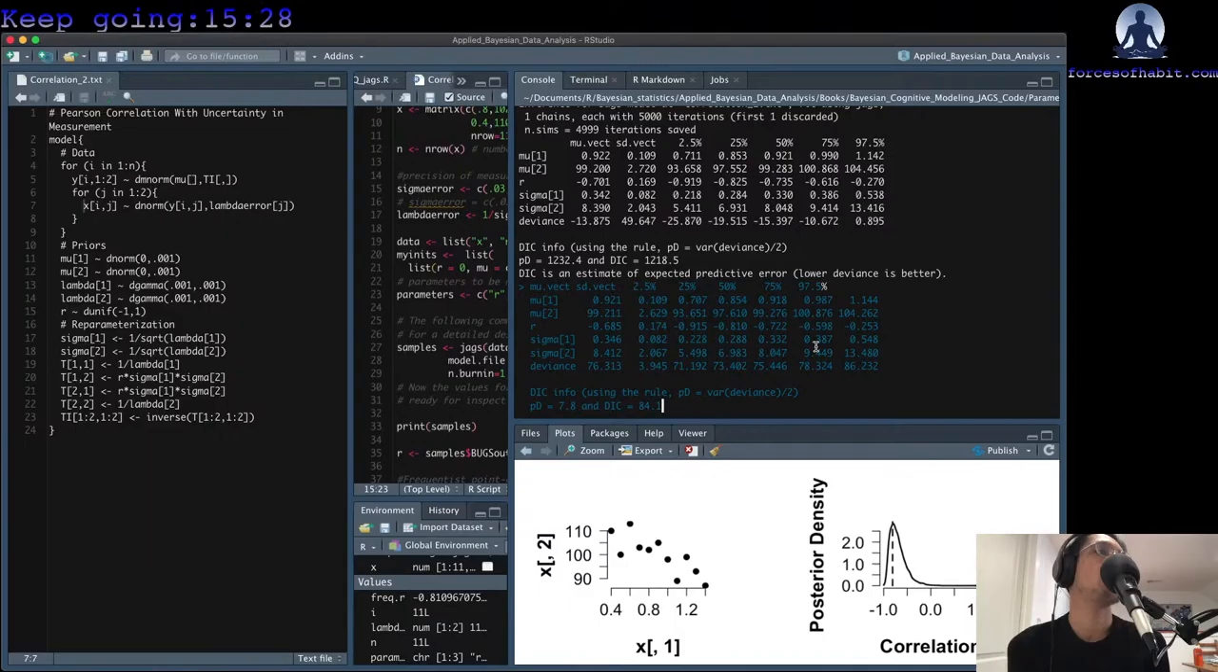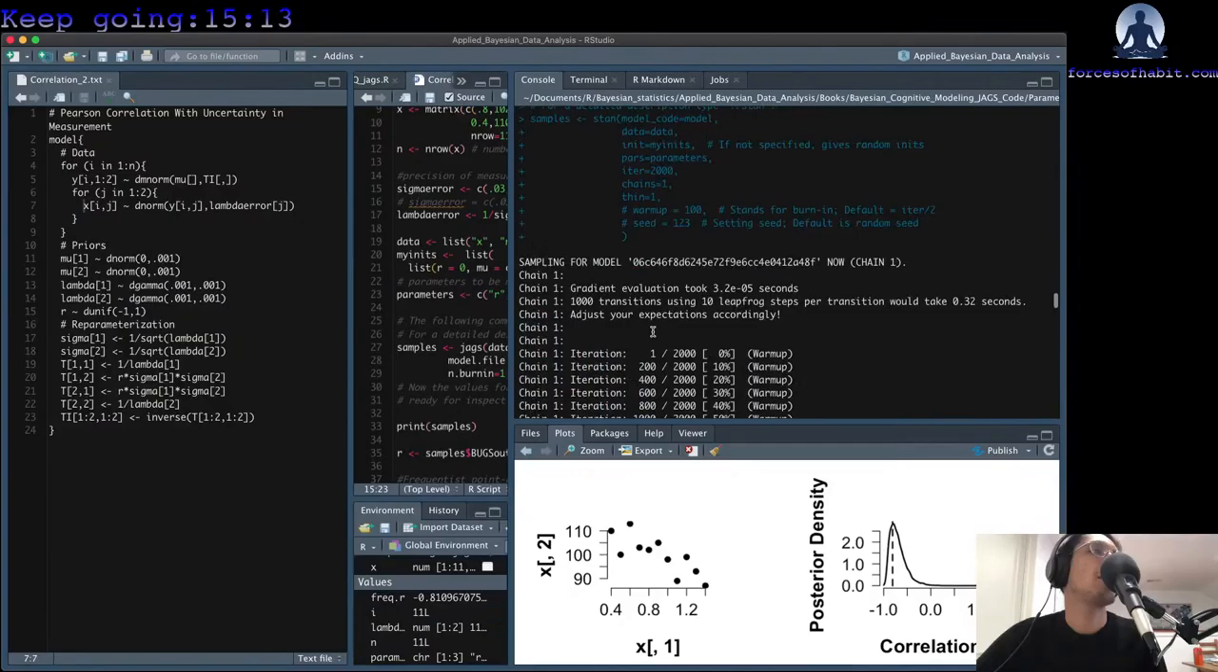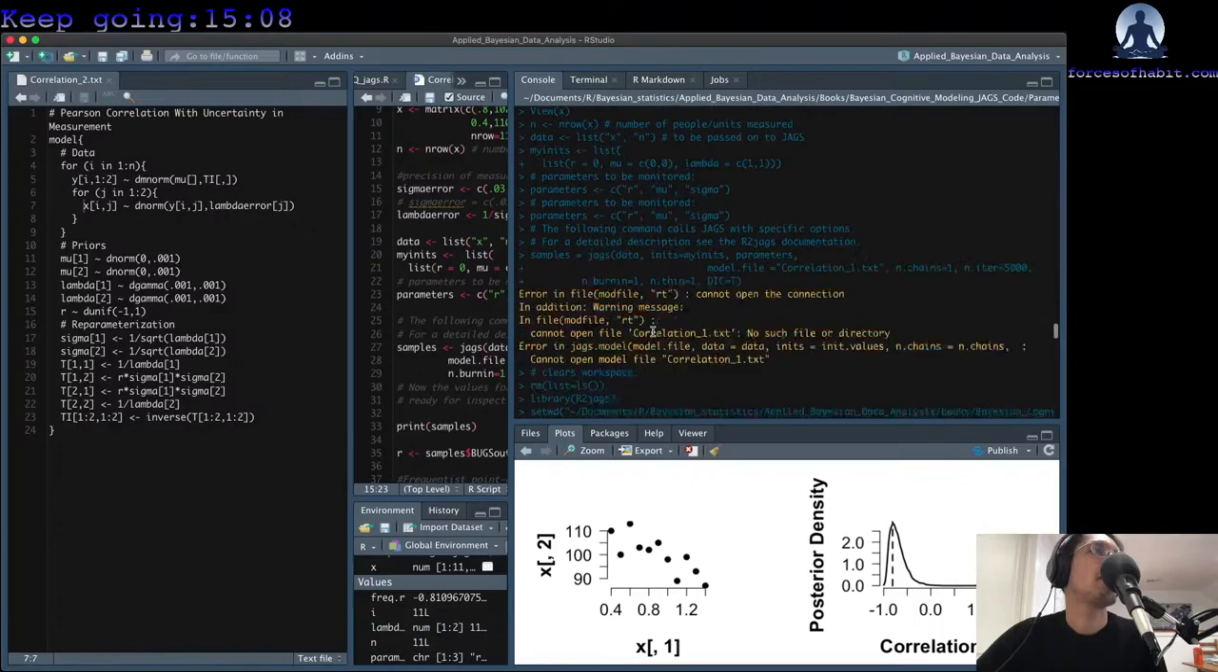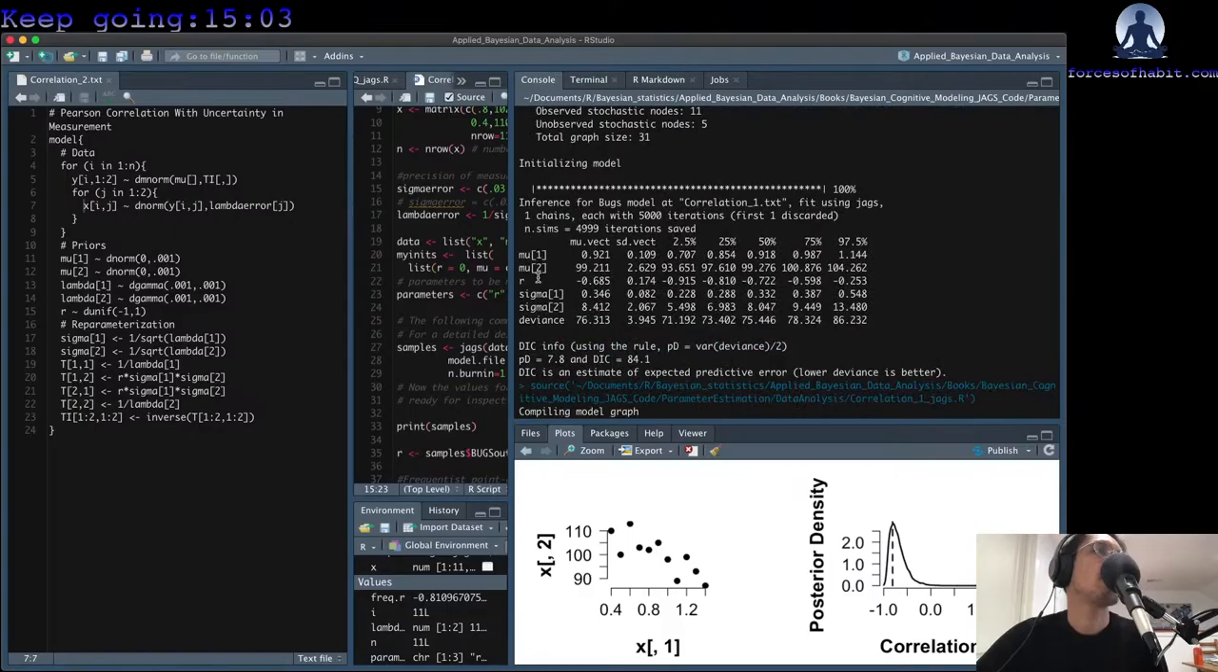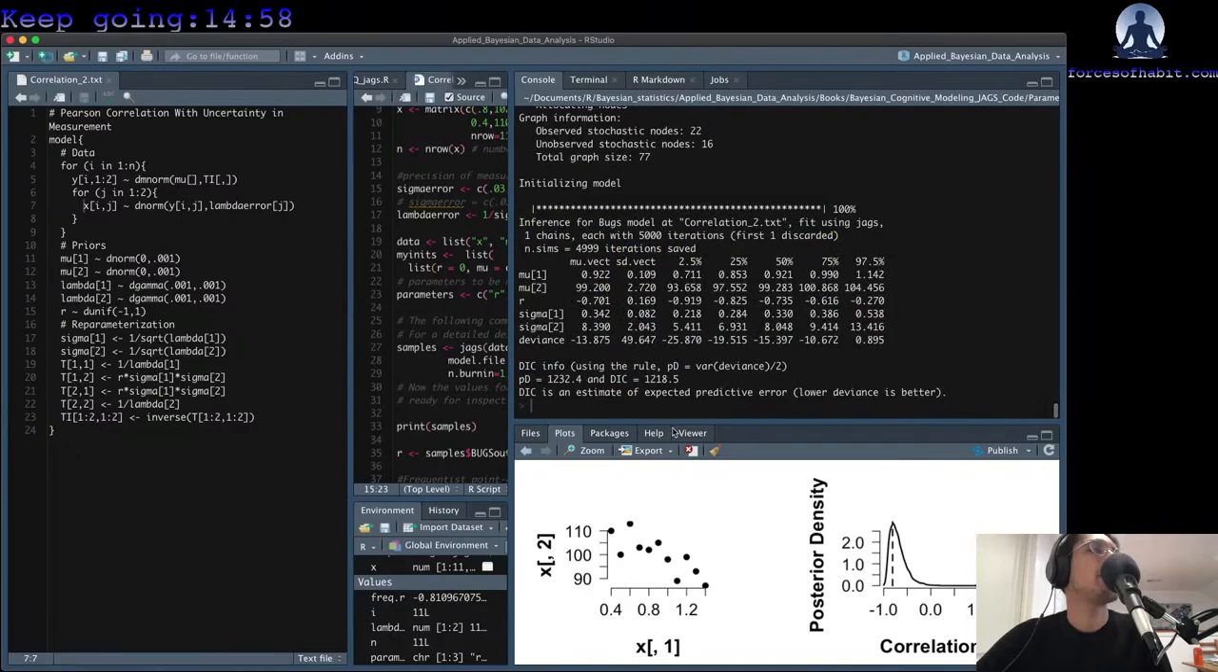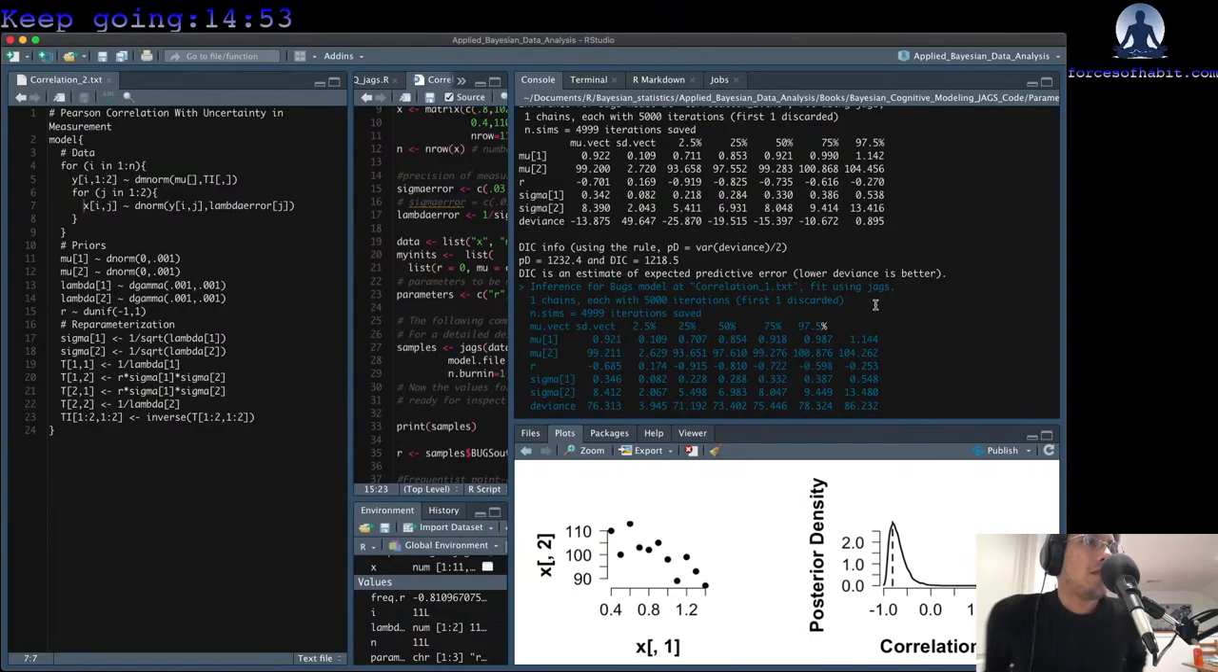Our R value here, this R value is lower, this R value is higher. I'm gonna make sure that this is the right one. Yeah, I think this is the right one. Should be good. Anyway, so less variability or more certainty in our estimate here.